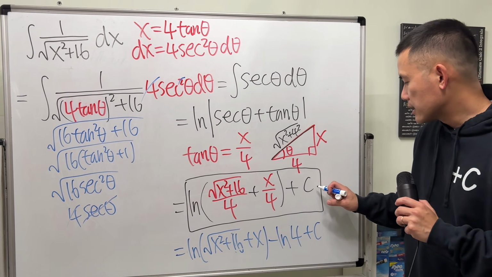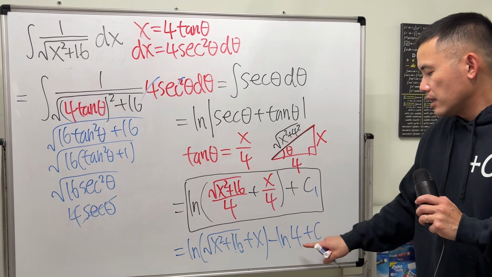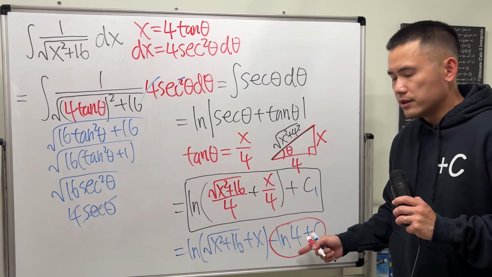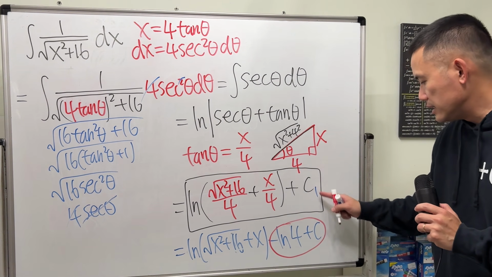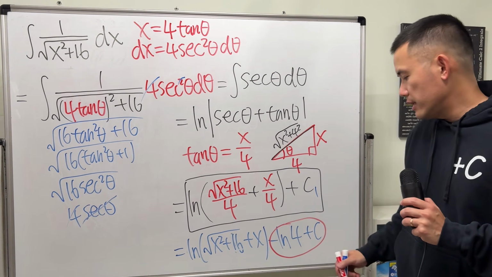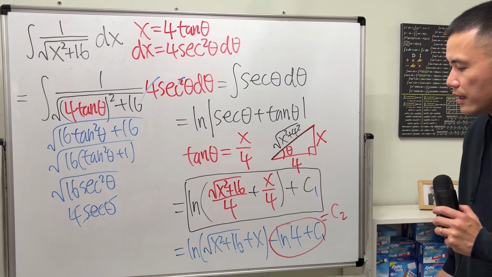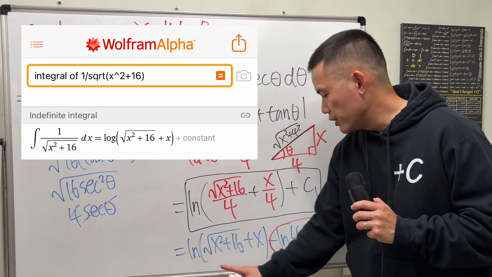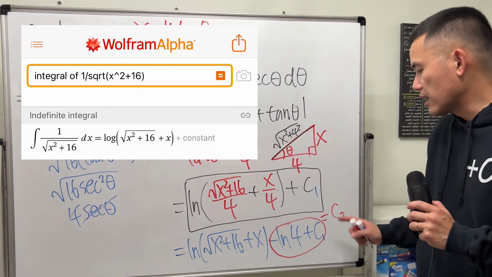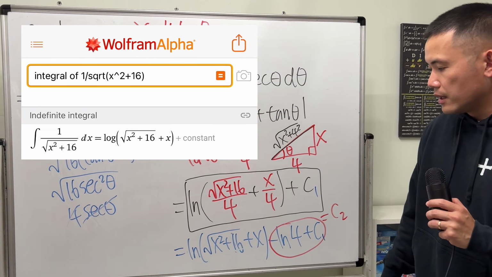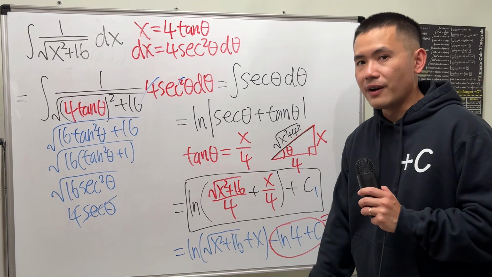Now, if you call this constant C1, well, together, because minus ln 4 is also a constant, with the C1, you can just relabel it and call this together C2. So sometimes you may see the answer written with just this plus a constant, and the reason is because you merge these two constants together. So either way should be fine.